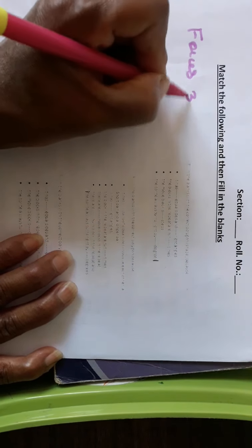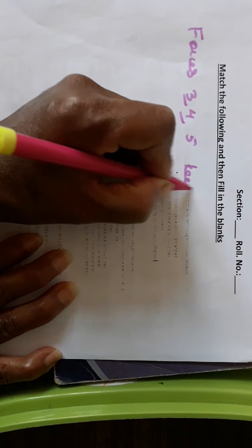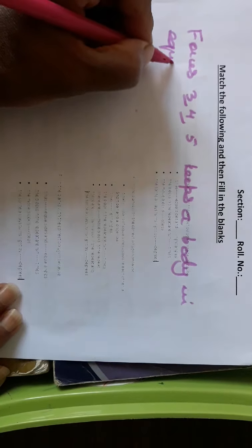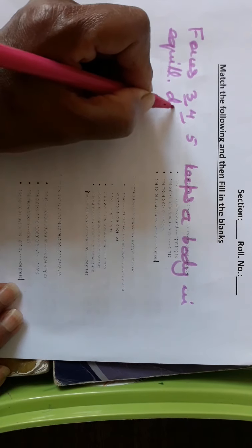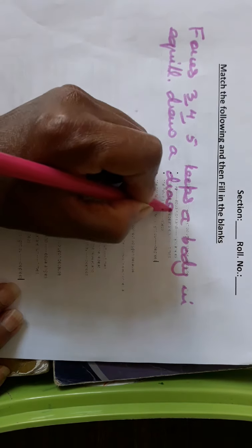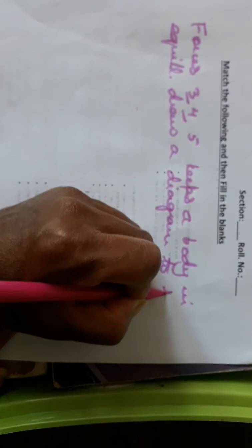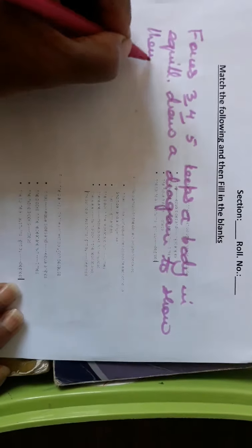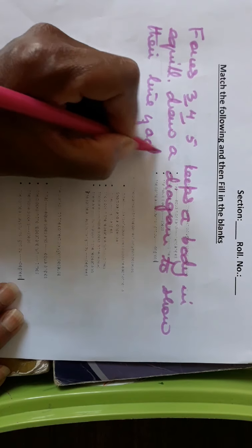So now let us see one problem related to this equilibrium of forces: how to show whether the given forces meet at a point. They either meet at a point or they are parallel to one another. So here you have forces 3, 4, 5 keeping a body in equilibrium. Draw a diagram to show their line of action.